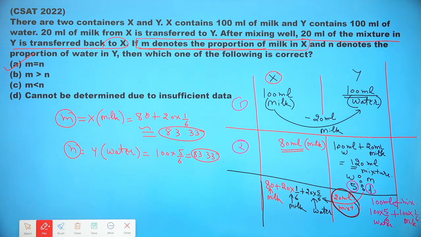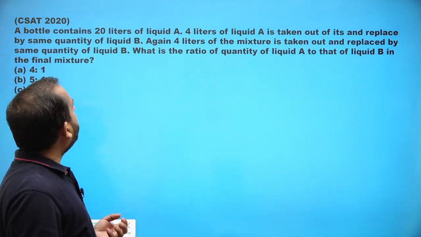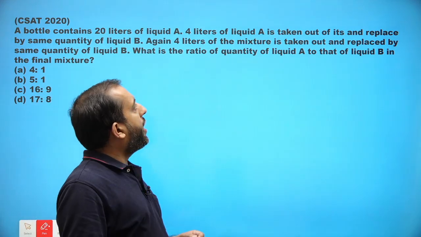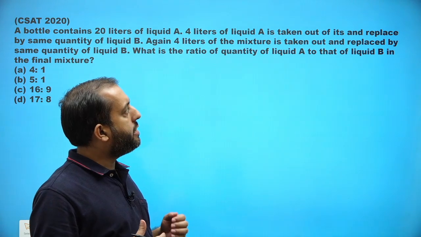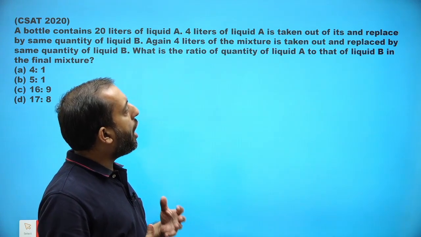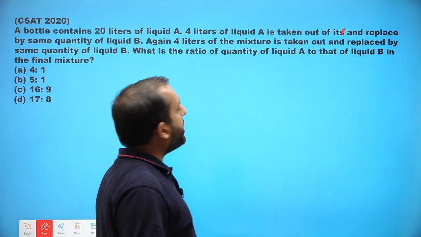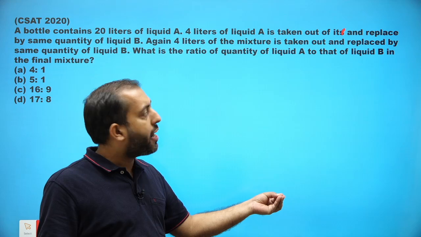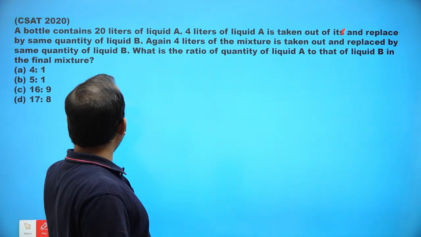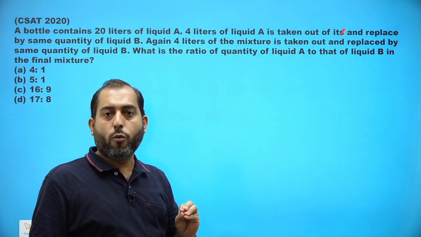Now, next problem. See guys, a bottle contains 20 liters of liquid A. 4 liters of liquid A is taken out and replaced by the same quantity of liquid B. Again, 4 liters of mixture is taken out and replaced by the same quantity of liquid B. What is the ratio of the quantity of liquid A to liquid B?